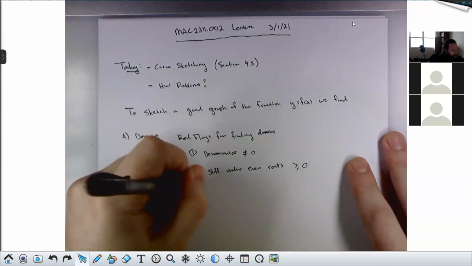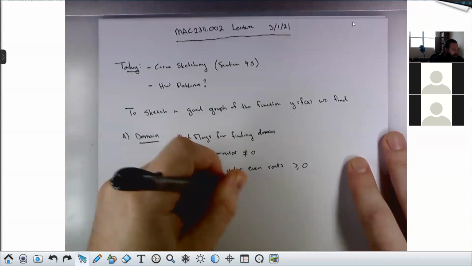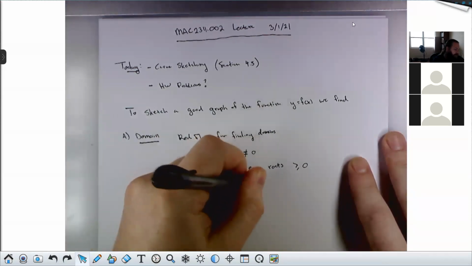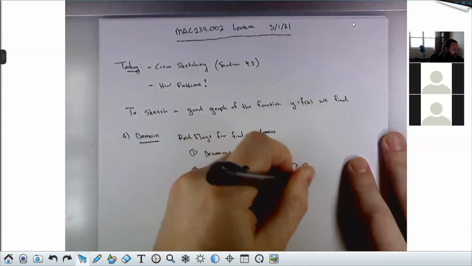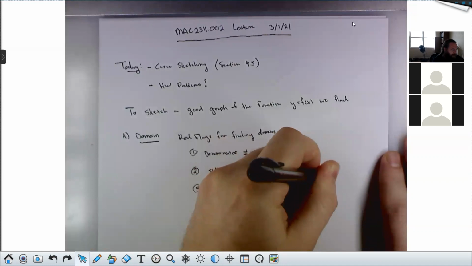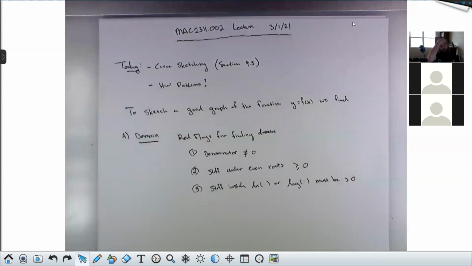And then the third one is that stuff inside logs, inside natural log or any other base log, must be strictly greater than 0. These are the 3 kind of things you need to watch out for if you're looking for the domain of a function.